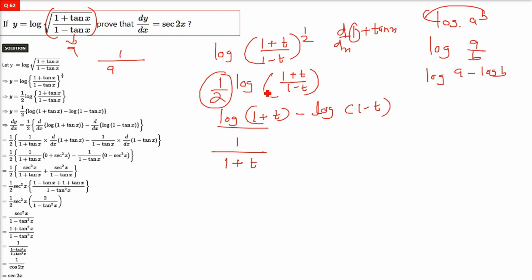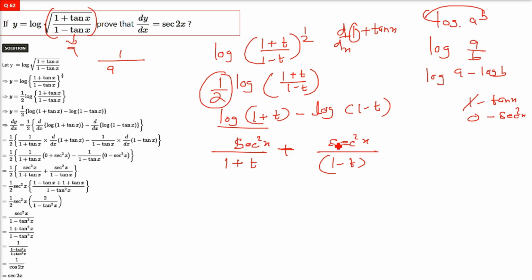Alright. So it will be sec square theta. So let me write it as sec square theta minus again log 1 minus t. So differentiation of this is 1 by 1 minus tan theta. And 1 minus tan theta, 1 will be 0, minus, and sec square theta, tan square theta is again sec square theta. So we have a minus, so it will become plus. So plus sec square theta.